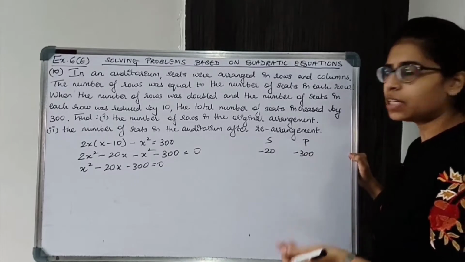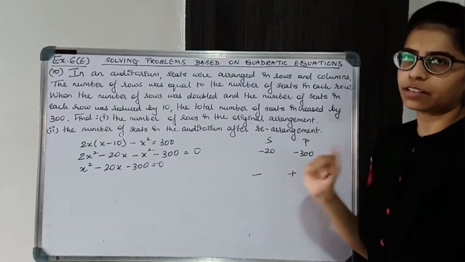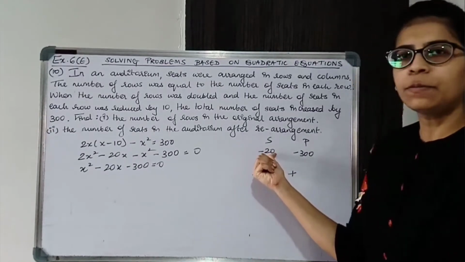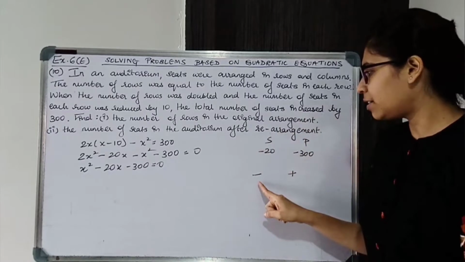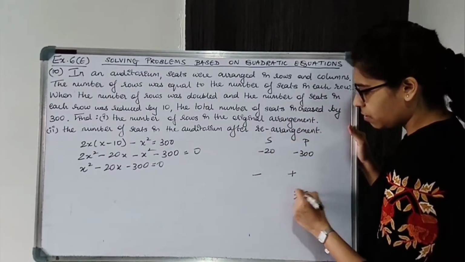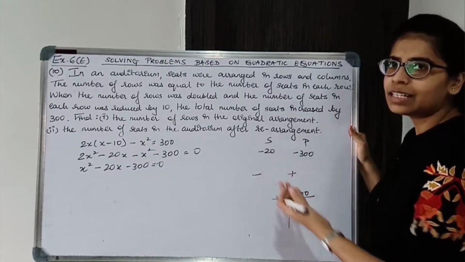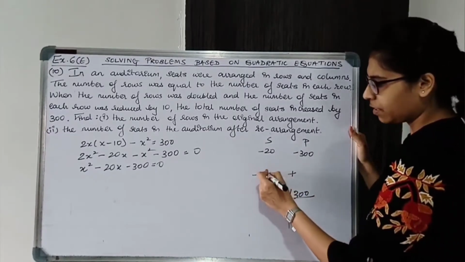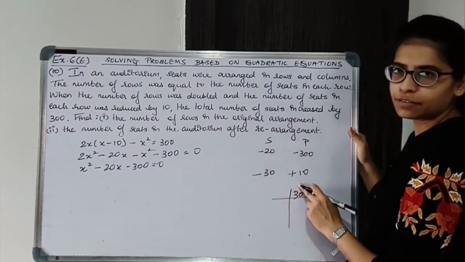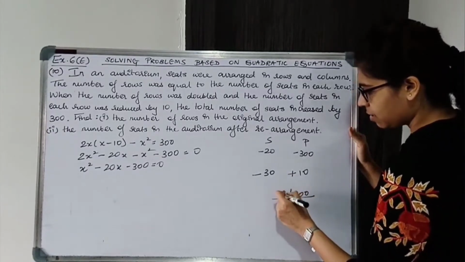Product is negative, it means one factor is negative, other is positive, and you have to subtract the factors to get the sum. Okay, sum is negative, it means the greater factor is negative. The sign of the sum is the sign of the greater factor. So factorizing 300, it is very easy. 30 and 10 are the factors. Okay, 30 and 10, if you add you will get minus 20 and if you multiply you will get minus 300. So it's very easy.